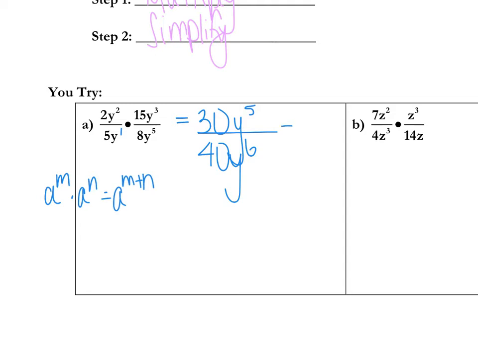Then you reduce the numbers. That's going to be 3 over 4. And then you have a y left over in the denominator. So y to the 6th is bigger than y to the 5th with one y left over, so it stays in the location where the bigger y was.